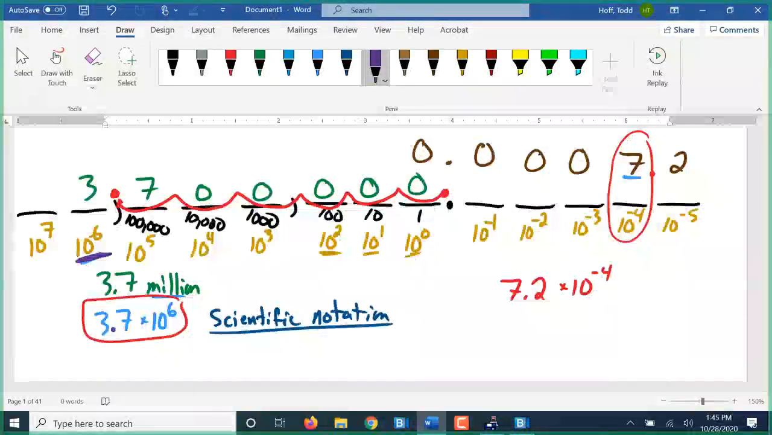Over here, the decimal point started out right here, and we moved it over to here. It moved 1, 2, 3, 4 places, hence the 10 to the 4th. That was a small number. Again, by small, I mean smaller than 1, which means it was in the place values that were negative powers of 10. So that's why it's 10 to the negative 4.